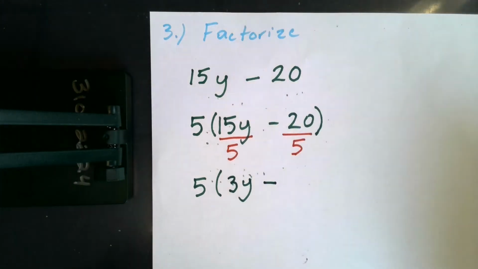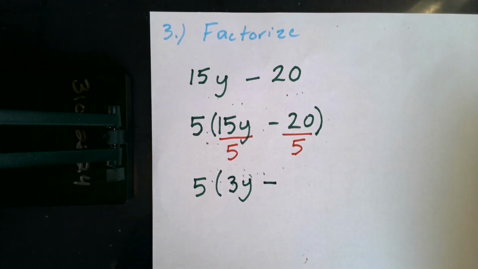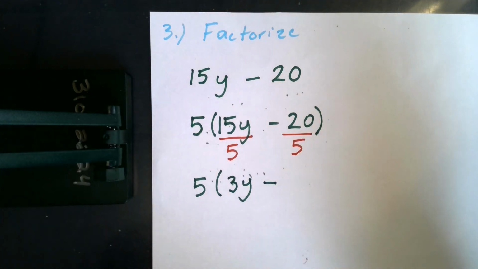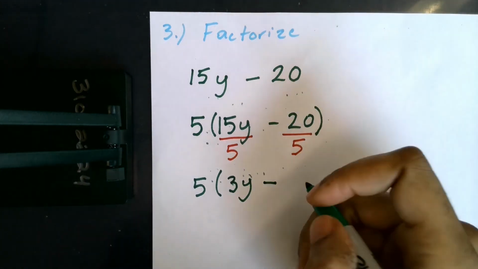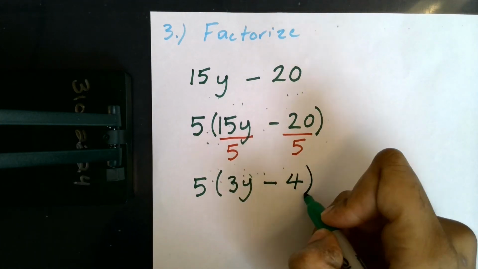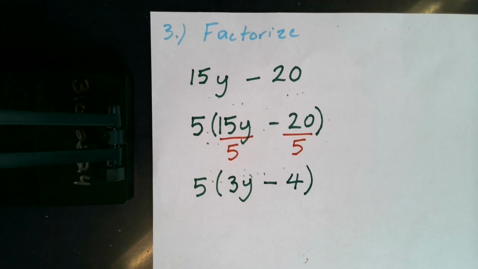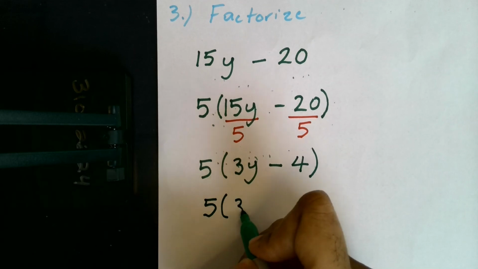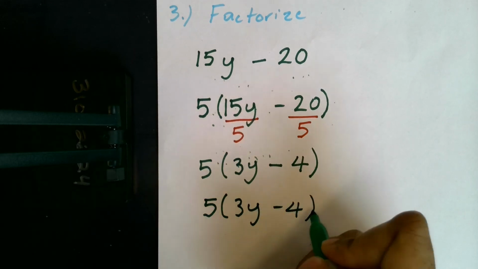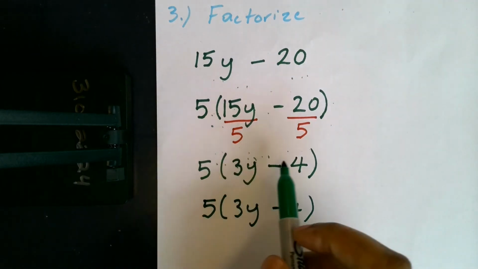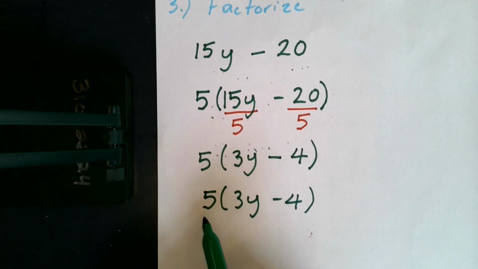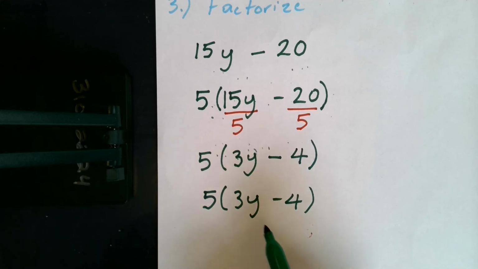Subtracting. And then we say 20 divided by 5. That is 4. So our answer is, I'm going to rewrite my answer, because there are some spots at this area, so I want you to see clearly that our answer is 5 times 3y take away 4.